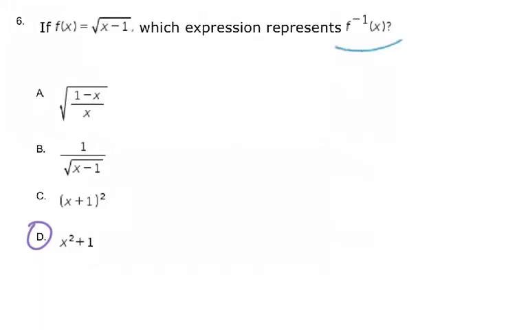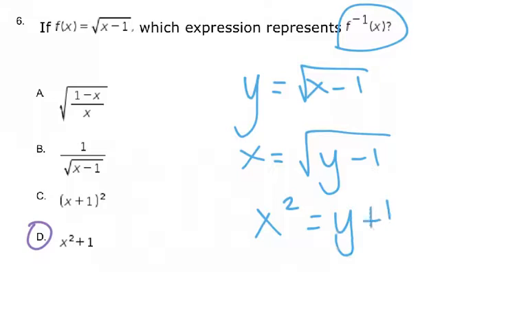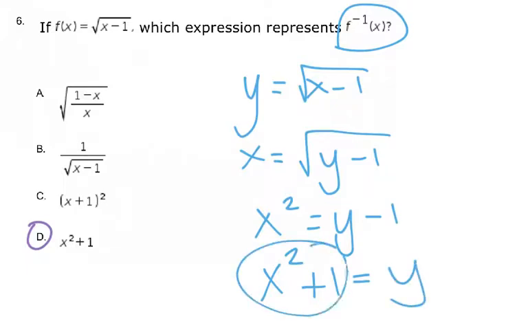Okay. Remember, f to the negative 1 means inverse, so the only thing we're going to do is find the inverse. So I'm going to change f of x to y. Now I'm going to switch my x and my y, and get y by itself. The only way to get rid of a square root is to square both sides. And the way you get rid of a minus 1 is to add 1. Alright, so that's why the answer is D.